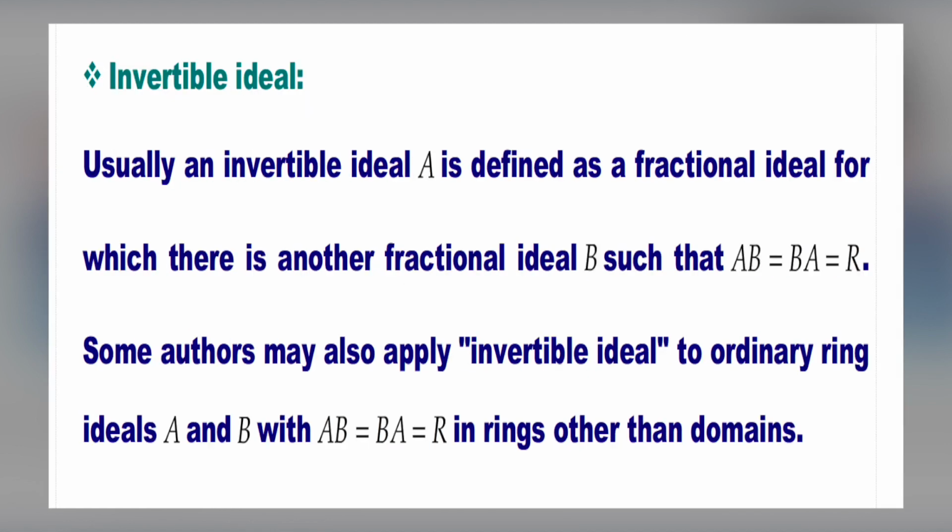Invertible ideal. Usually, an invertible ideal A is defined as a fractional ideal for which there is another fractional ideal B such that AB equals BA equals R. Some authors may also apply invertible ideal to ordinary ring ideals A and B with AB equal to BA equal to R in rings other than domains.